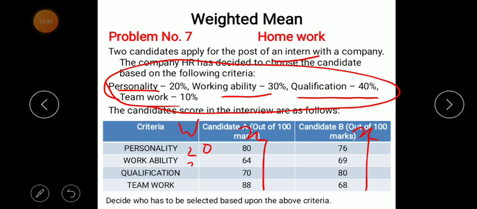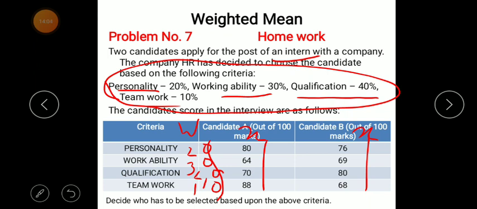20, 30, 40, 10. Or else you can leave out these zeros continuously, and you can say 2, 3, 4, 1. That also you can do. Okay, so this is your homework problem number 7. Solve it in your book. So this is about weighted mean.